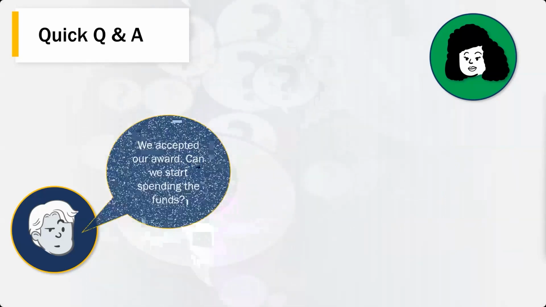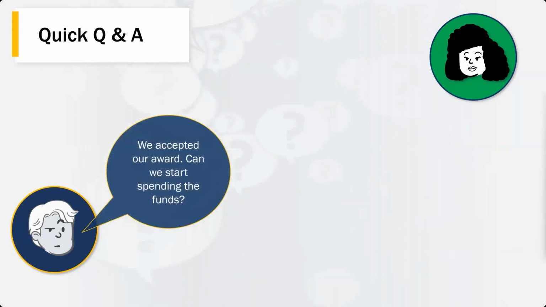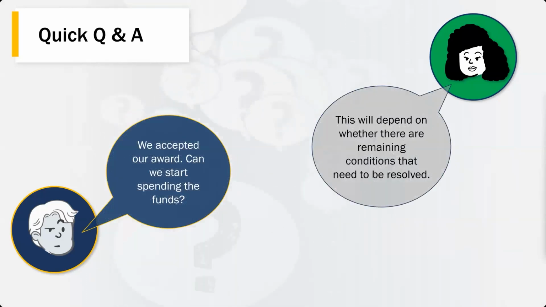Now we accepted our award. Can we start spending the funds? Well, this is going to depend on whether there are remaining conditions that need to be resolved. So if you have questions, you should contact your DOJ grant manager that is listed in that funded award screen.